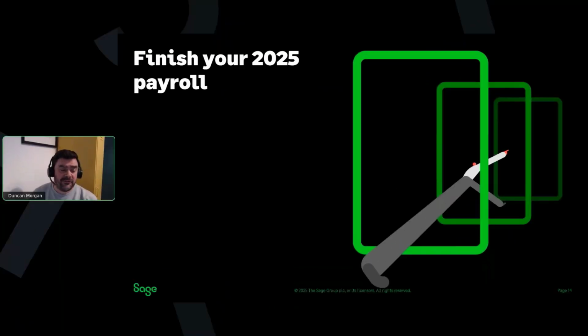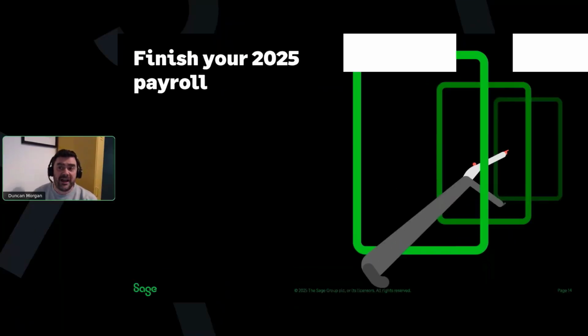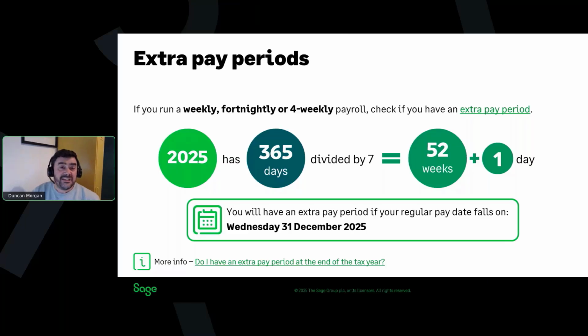So let's just start with a bit of an explanation on extra pay periods. Now, this is something that might affect you if you run a weekly, fortnightly, or 4-weekly payroll. If you pay monthly, bi-monthly, or quarterly, you never have an extra pay period, and that's because there are always 12 months in a year.